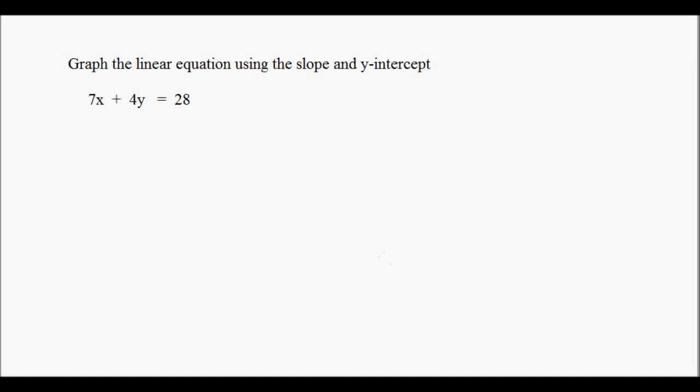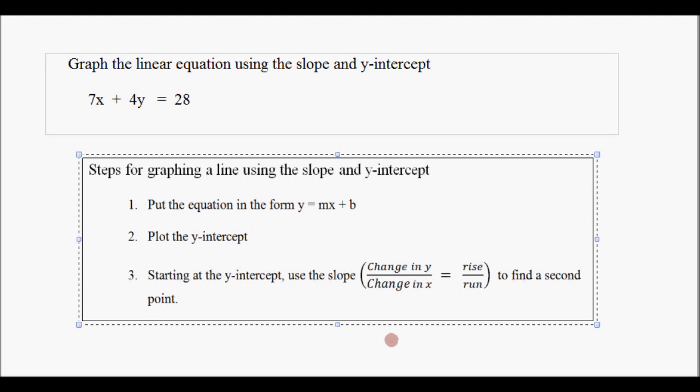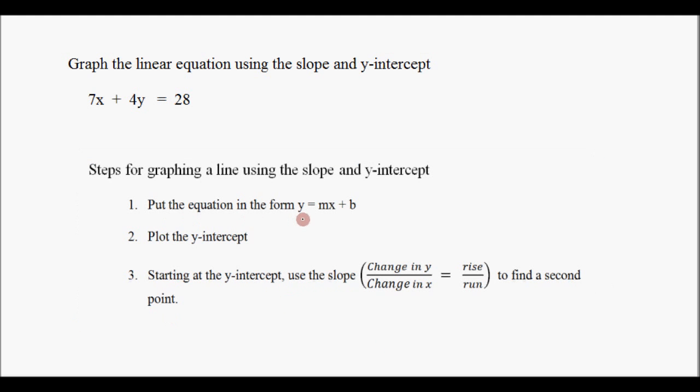Hey everyone, this says to graph the linear equation using the slope and the y-intercept. So here are the steps for doing that. First thing we have to do is put the equation in the form y equals mx plus b. For what's probably an obvious reason, if we're going to use the slope and the y-intercept, then when you put it in this form, the slope m and the y-intercept b, they're jumping right at us. They're staring us in the face.